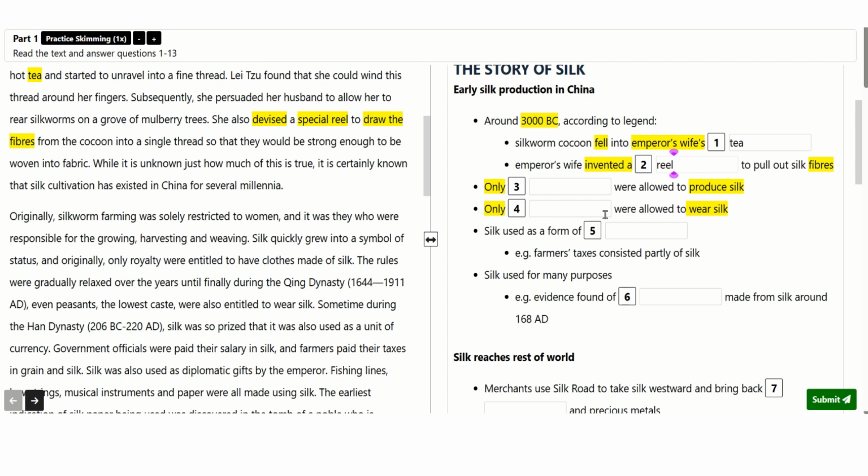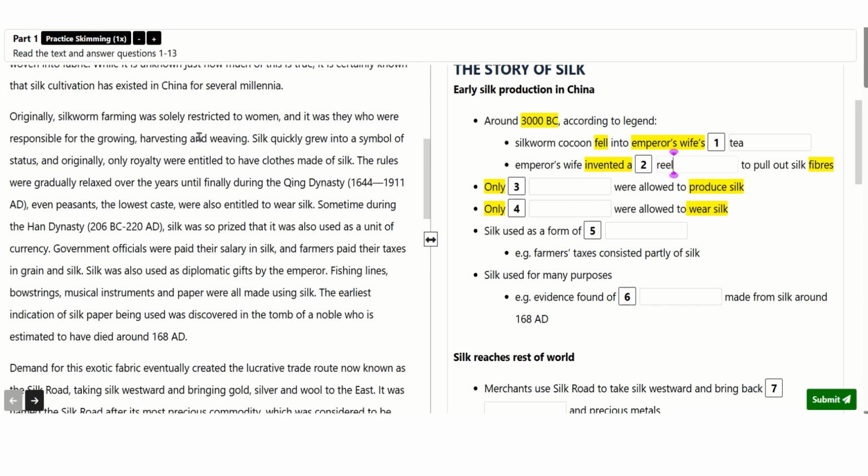Third one is, dash were allowed to produce silk. And fourth, only dash were allowed to wear silk. Okay, one person making. Sorry, not one person. Why? We have were. Were means more than one, plural. Okay, let's scan quickly. Producing something. Silkworm farming was only restricted to women who were responsible for growing, harvesting, and weaving. Who could make it? Women only.